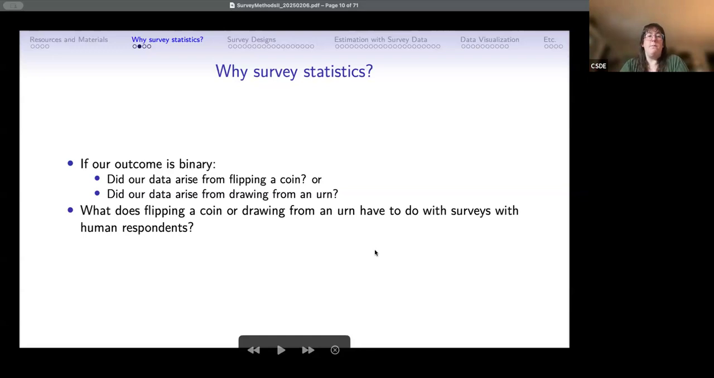So if we were to carry out a survey in this finite population sense, sorry, I totally lost my train of thought. I don't know why.